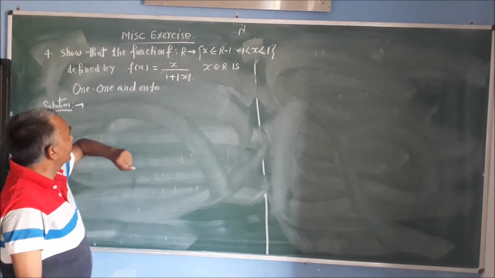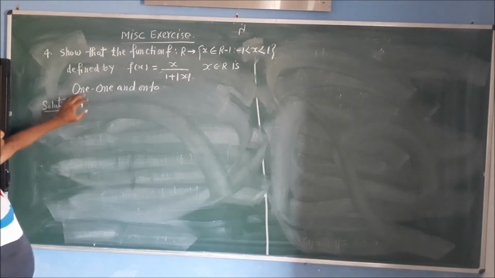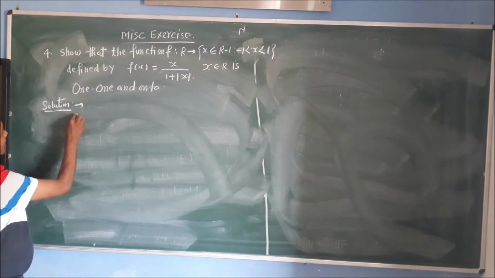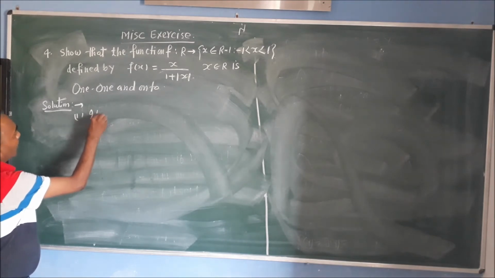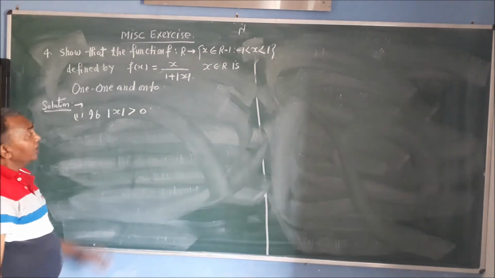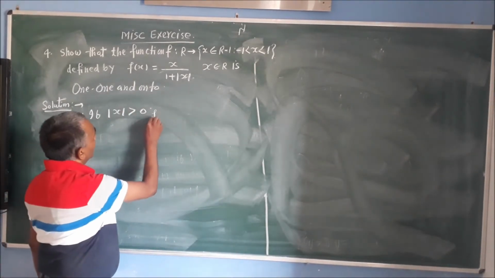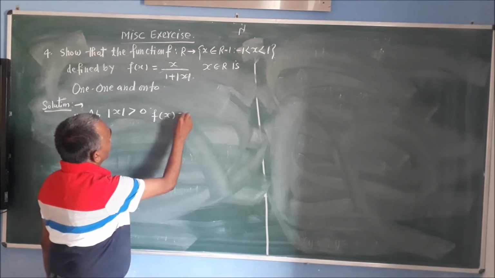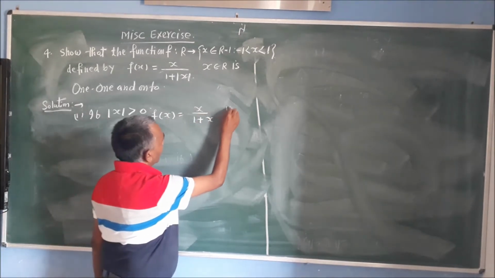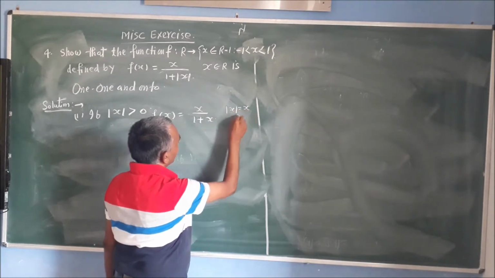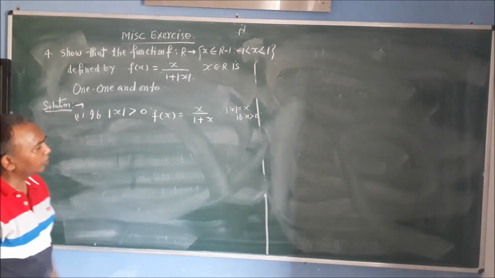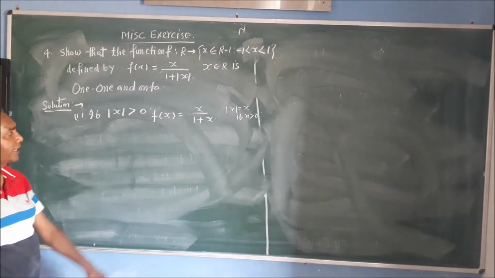So this is the given condition, and in this condition we have to show that this function is an onto function. So first, take the first condition: if mod of x is greater than 0, then what happens? If mod of x is greater than 0, then fx is equal to x divided by 1 plus x. You know the formula: mod of x is equal to x if x is greater than 0.